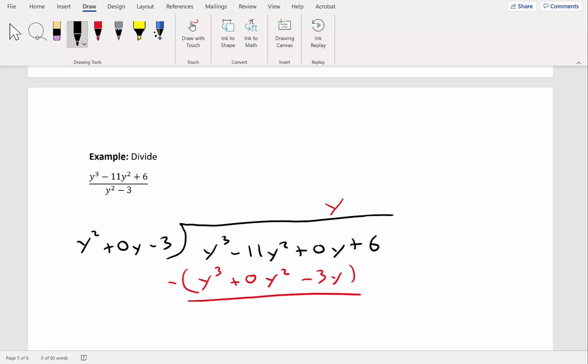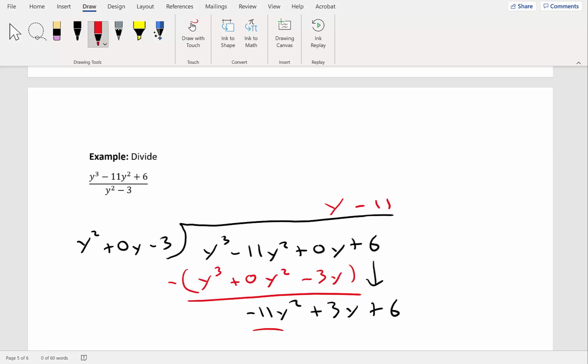So y cubed minus y cubed cancels out. Negative 11y squared minus 0y squared gives me negative 11y squared. 0y minus negative 3y, so that minus minus changes into plus. So I have 0y plus 3y, which gives me 3y. And then after we subtract, bring down the next term, and repeat the process. So what do I have to multiply y squared by to get negative 11y squared? I have to multiply by negative 11.